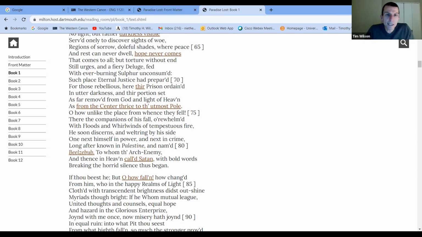Oh, how unlike the place from whence they fell. There the companions of his fall, o'erwhelmed with floods and whirlwinds of tempestuous fire, he soon discerns, and weltering by his side, one next himself in power and next in crime, long after known in Palestine and named Beelzebub, to whom the archenemy, and thence in heaven called Satan, with bold words breaking the horrid silence, thus began. So we then get, I'll stop there, but we then get Satan's first speech.